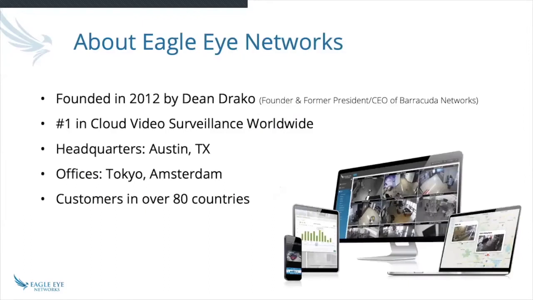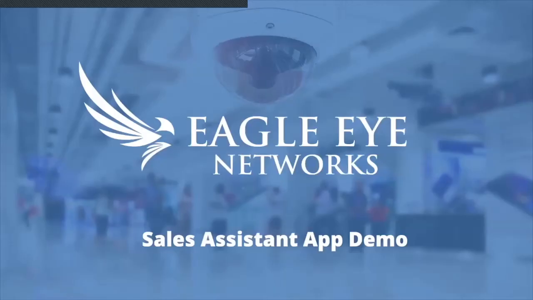Just a quick overview if this is your first time hearing about Eagle Eye Networks. We were founded by Dean Draco in 2012. Some of you may know Dean from Barracuda Networks. Our main headquarters is in Austin, Texas, but we also have offices in Tokyo and Amsterdam. Today we are currently working in over 80 countries and pride ourselves in being the #1 in cloud video surveillance worldwide. So back to the Sales Assistant.